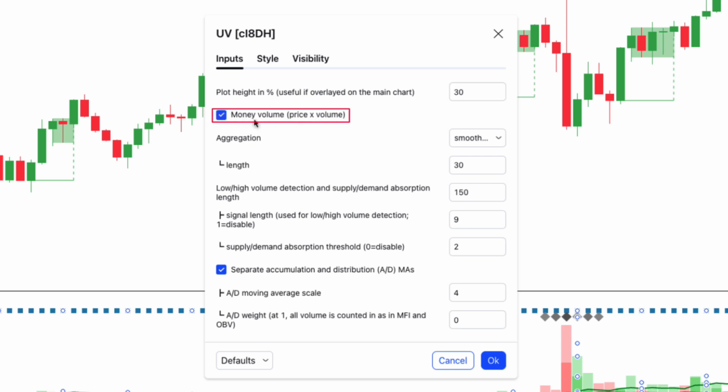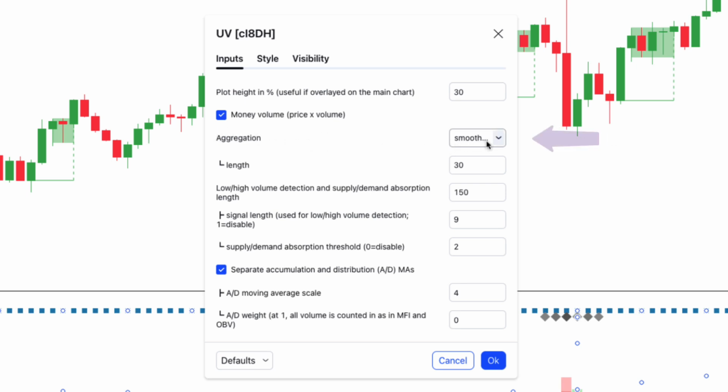Then enable money volume, thereby letting the indicator calculate the trade volume in monetary terms instead of the quantity of tokens traded. This parameter is especially crucial in crypto, given the vast disparities in individual token prices.